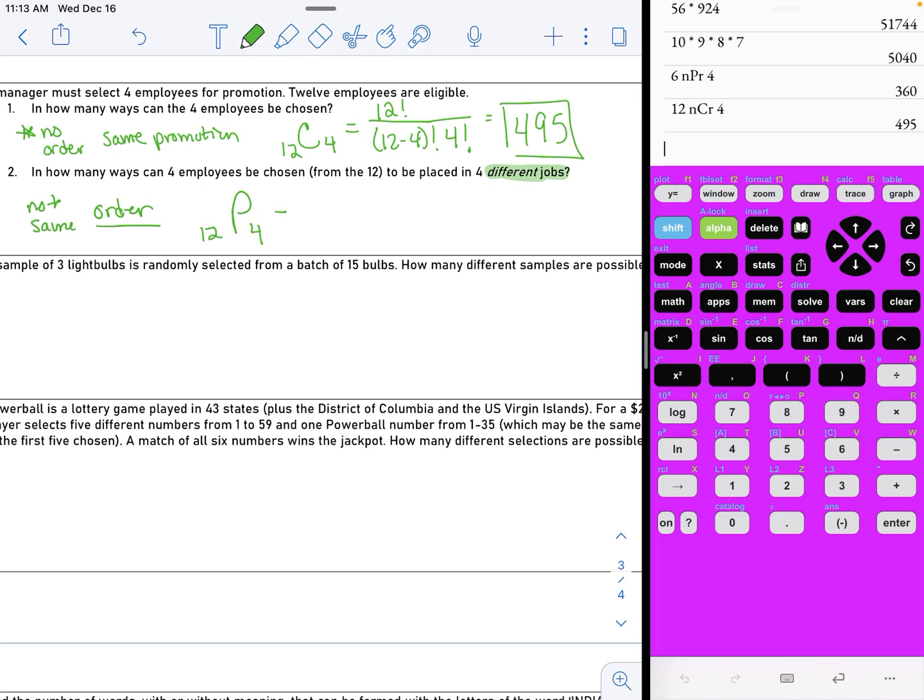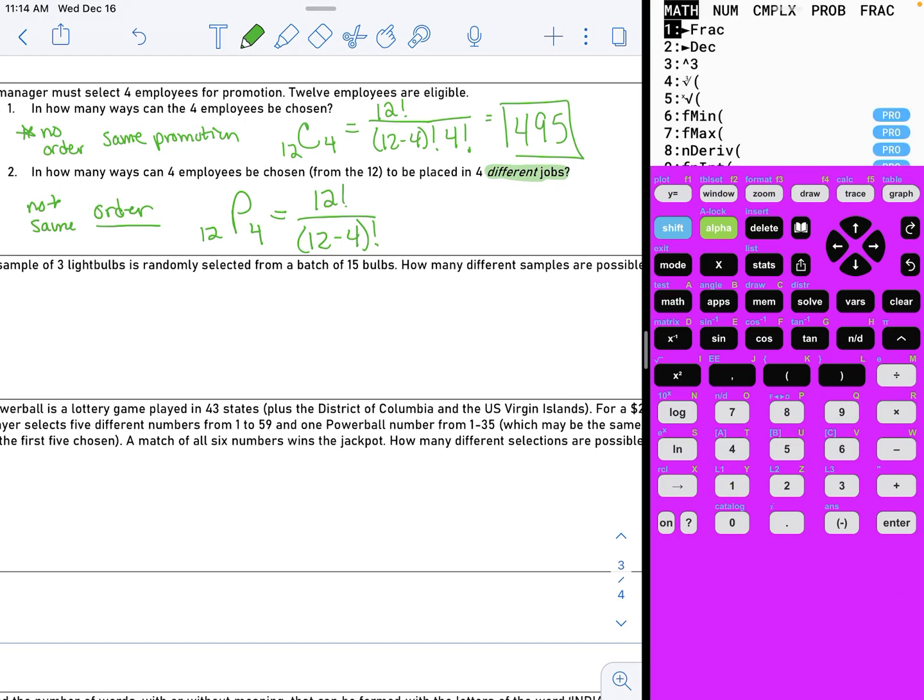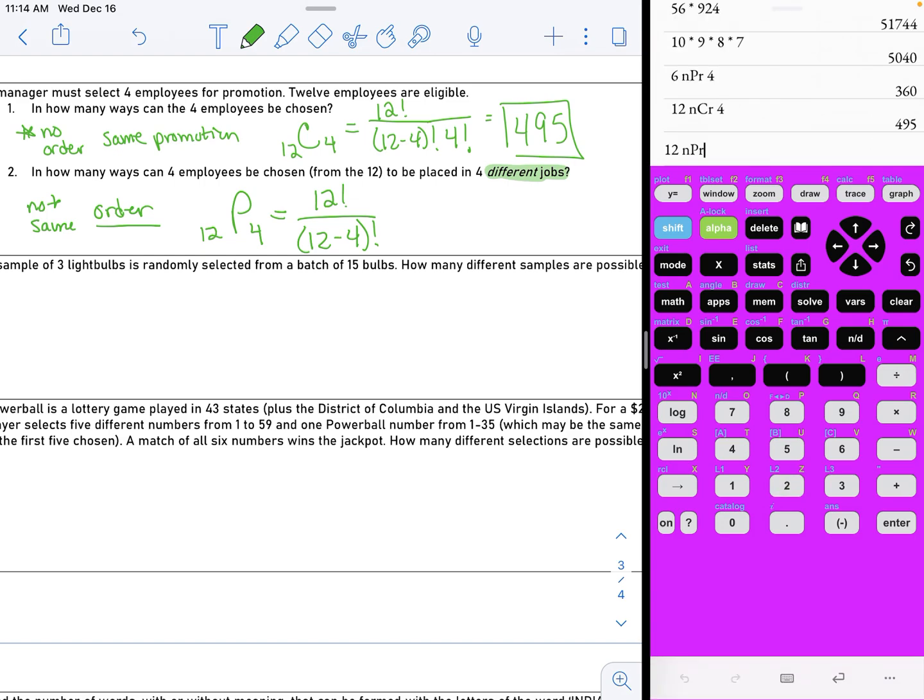So we use the same numbers, but we do not put the extra 4 in the bottom for permutation. You can type that, or you can type the other way in your calculator. Hopefully my calculator is showing up well for you on your notes. And there is definitely going to be more for this one because each group has a different assignment.